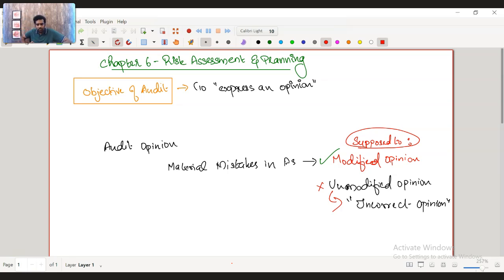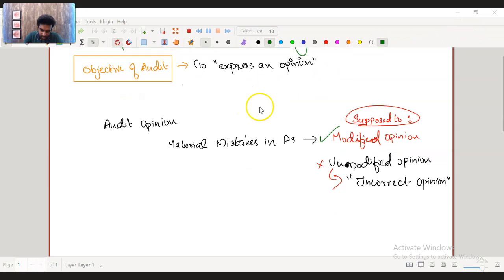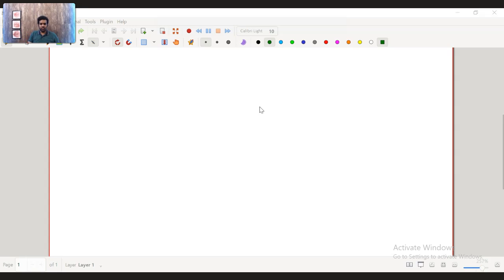So as an auditor, your objective is to express an opinion. That's it. Your objective is what is written here, to express an opinion. Now, to express an opinion, what do you do? You do a lot of work. You identify the risk, you create responses for the risk, you test the controls, you collect evidence for the transactions and check if there are any mistakes, and only then do you express an opinion. So it's a lengthy job, right?